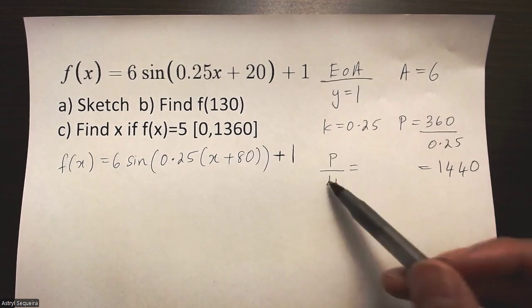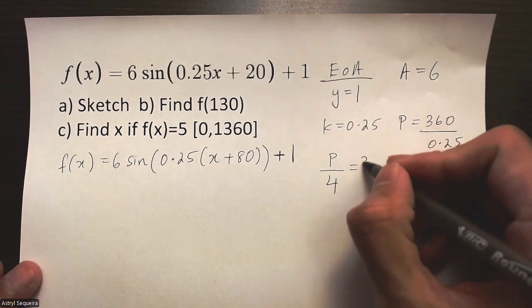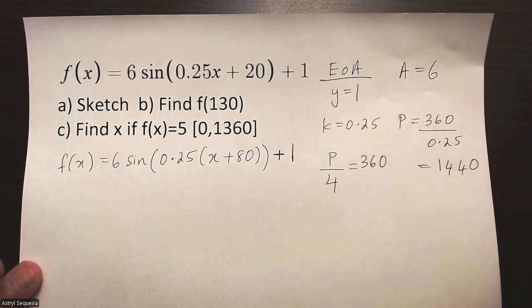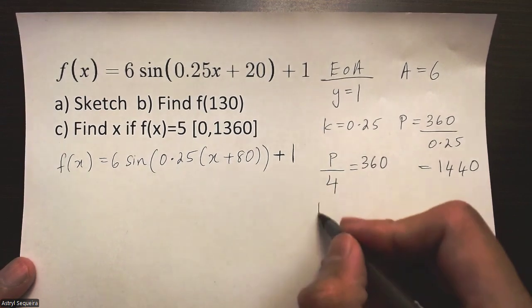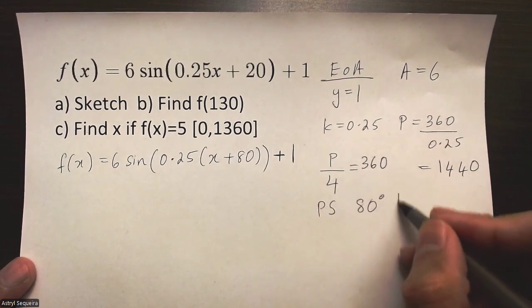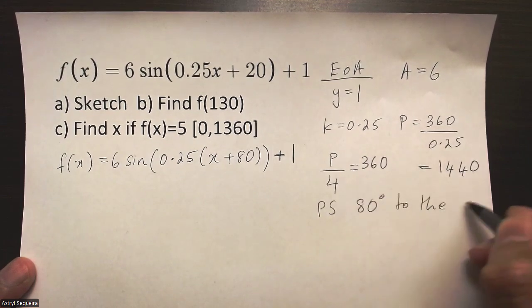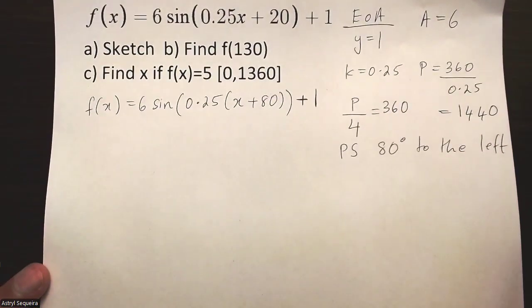Sine and cosine graphs are always split into 4 parts. And that is just going to be 360. I also have a phase shift of 80 degrees to the left. So now let's sketch all this information out.